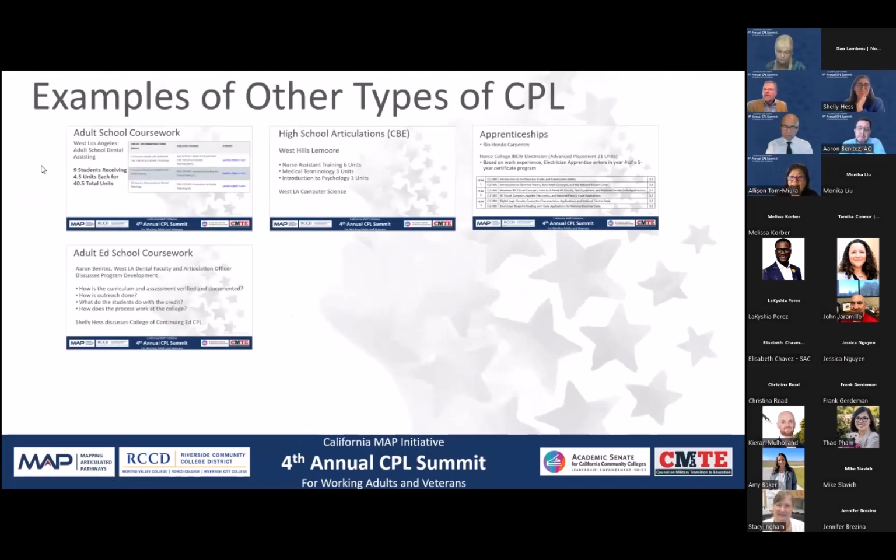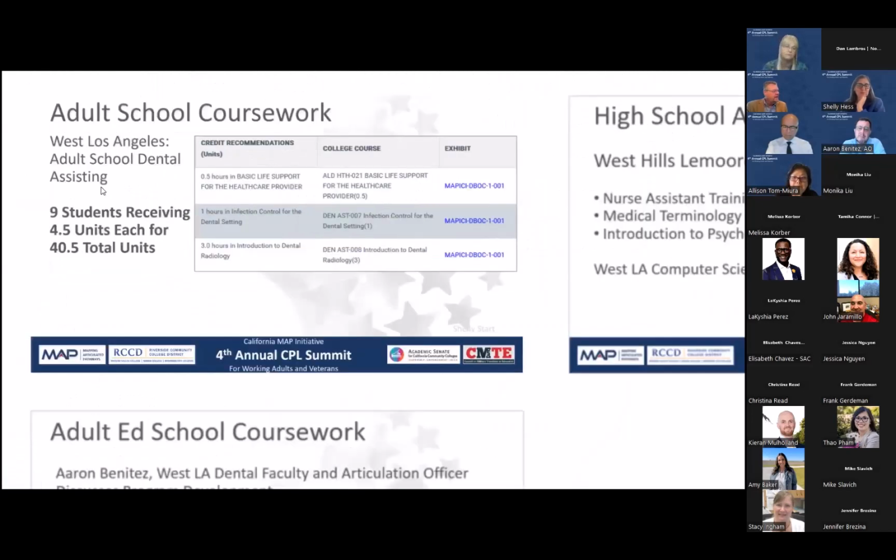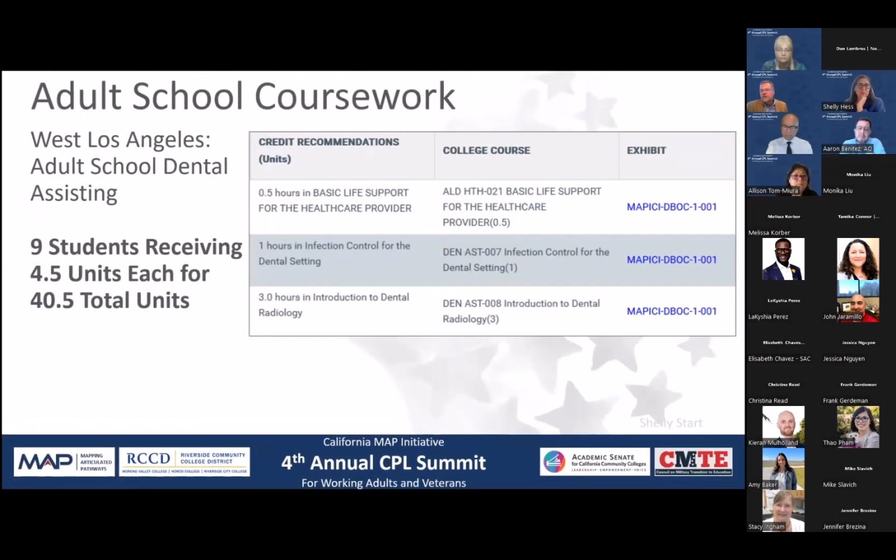Okay, let's zoom on ahead to examples of other types of CPL. And here we have adult school coursework. And again, West LA is working with their local adult ed school. You want to talk about this, Aaron?